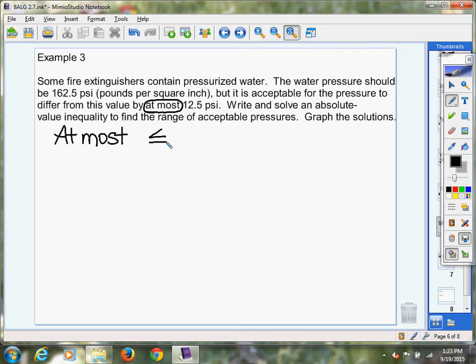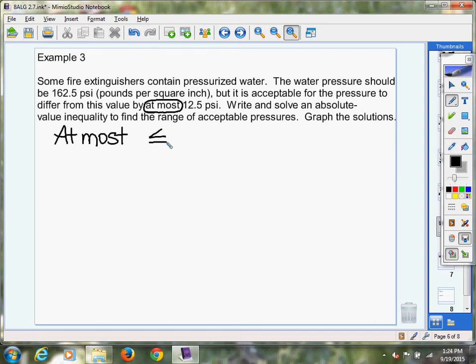So when we do these absolute value inequalities, we know it's absolute value because you can go 12.5 below 162.5 and 12.5 above 162.5 and create this range, this difference. That would be an absolute value equation if they used a word that meant equals, or an absolute value inequality when they use things like at most.